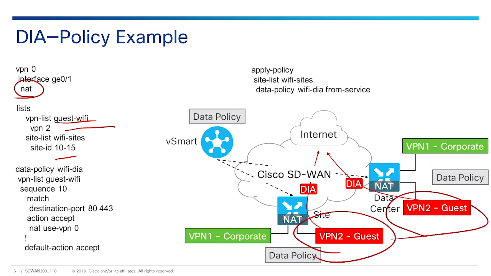Right? Then we supply the data policy. We're saying guest Wi-Fi. We're matching destination ports of 80 and 443. Those are TCP for HTTP and HTTPS. The action is accept. We're allowing that traffic. And we're saying use VPN 0, this one up here. The default action is also accept for everything else. And then we apply the policy.